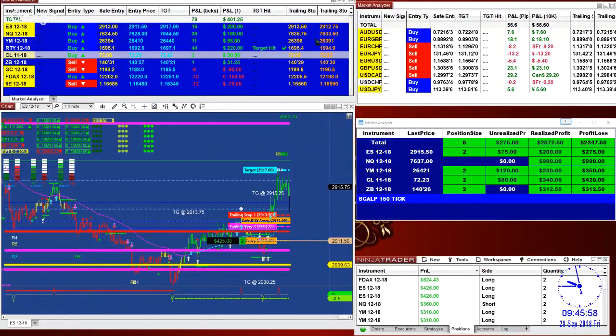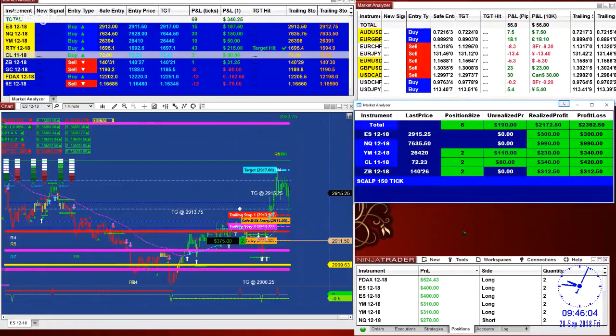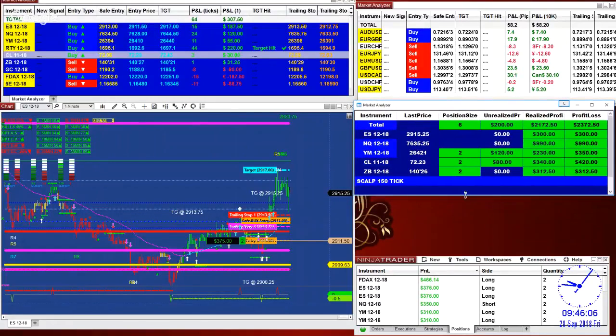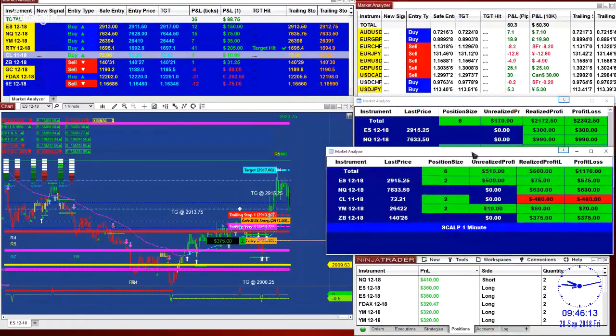Okay. It looked like there is a pullback on the ES. Don't let it scare you. It's just a pullback. We're going to add the 150 ticks and the 1 minute on the scalping. Then we have the whole thing here.